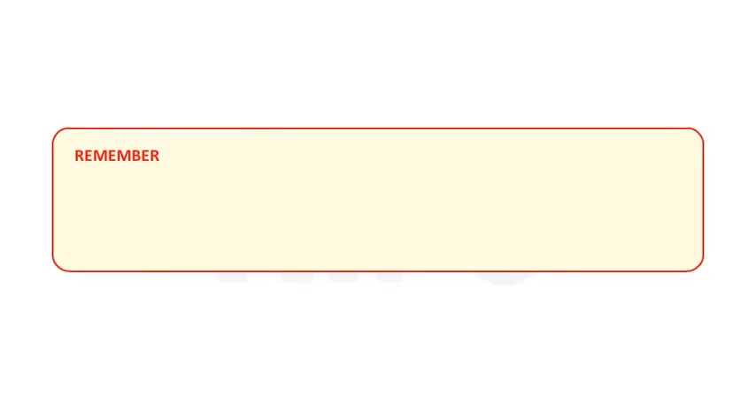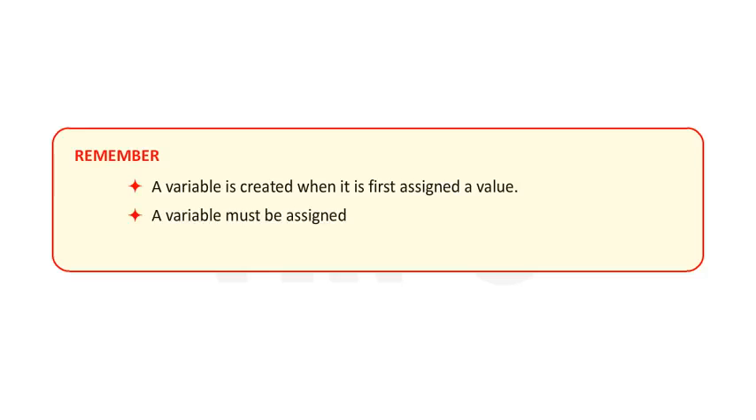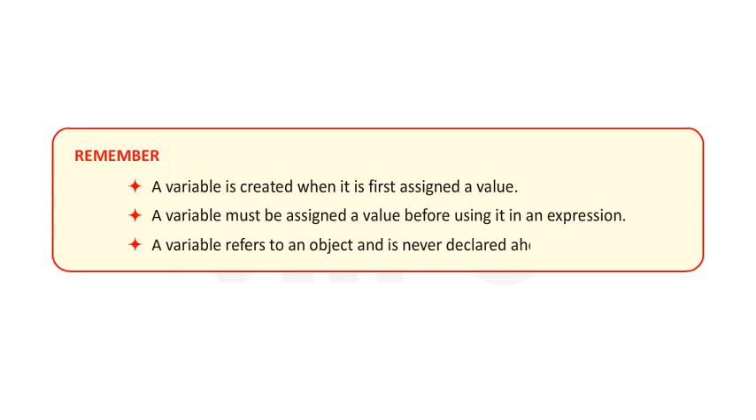Students, remember these points. A variable is created when it is first assigned a value. A variable must be assigned a value before using it in an expression. A variable refers to an object and is never declared ahead of time.